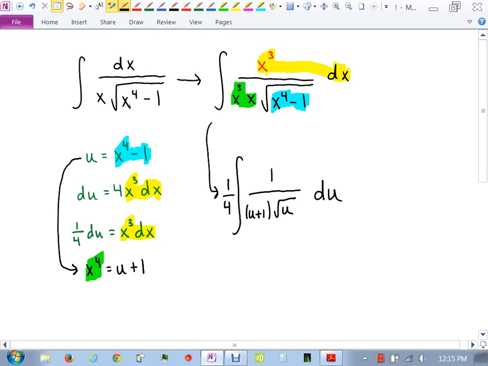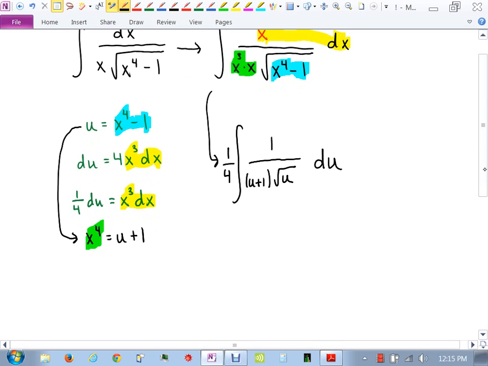Well, yeah, we have a problem though. We have an issue here. It doesn't work as clean as it may appear to be. But I want to make sure everyone's with me on this up to this point. We're okay? Okay, so now at this point, you could distribute the square root of u through and get u to the 3/2 plus u to the 1/2 du. You could do that?